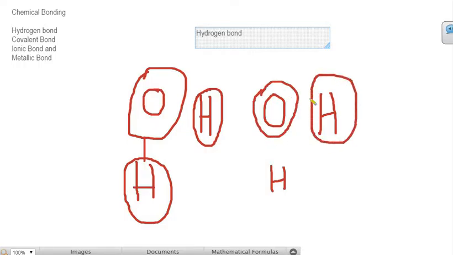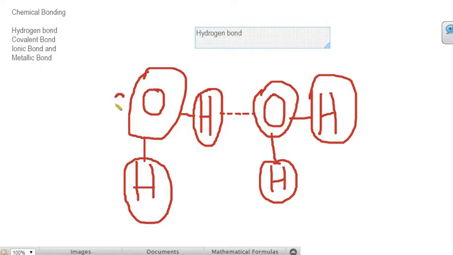Please do forgive me for the handwriting, because I'm not using an opti pen. I'm using my mouse, and since I don't have an opti pen, I have to use my mouse.